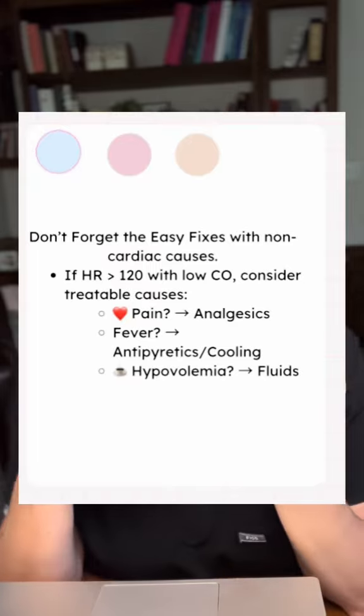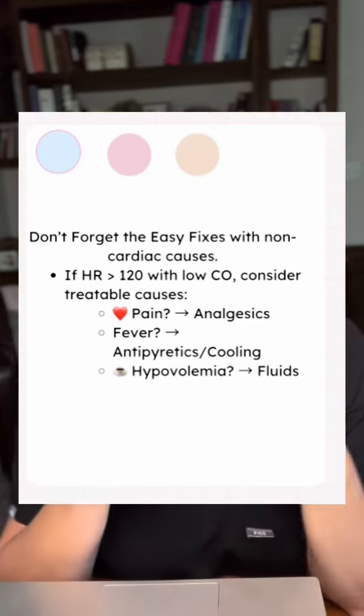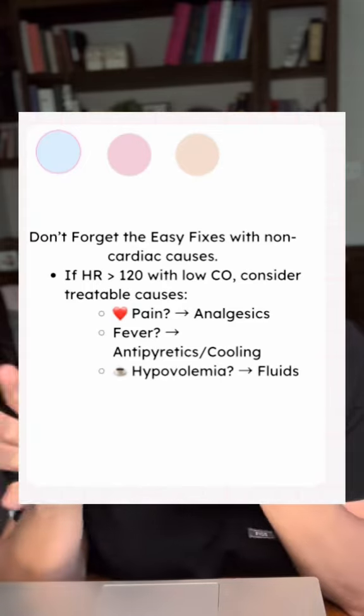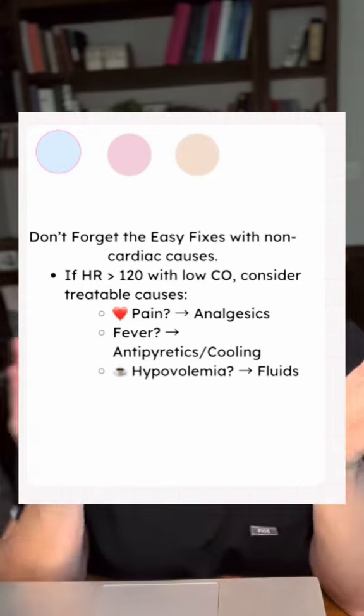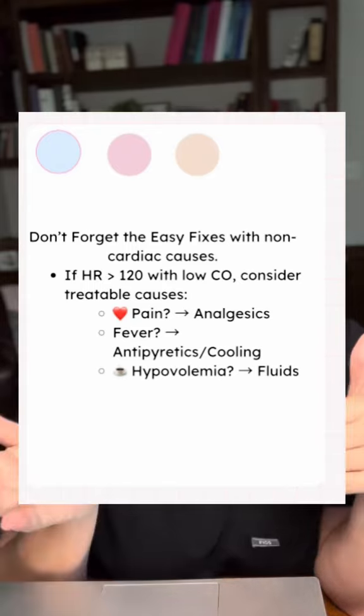So if you see a patient that has an increased heart rate, the first thing you need to think is, is there something I can fix about this? So if their heart rate's 130 and they are febrile, can I treat the fever? If their heart rate's in the 130s and you know that it's due to low volume, they're hypovolemic, can you replace the volume? If your patient is having pain, can you address the pain? So those are some non-cardiac things you can do to address a high heart rate.